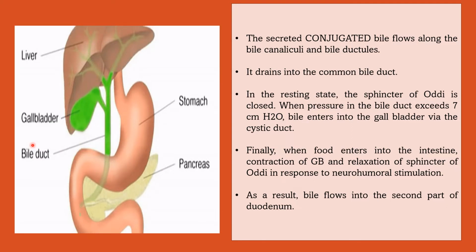Finally, when food enters into the intestine, there is contraction of the gallbladder and relaxation of the sphincter of Oddi in response to neuronal stimulation. As a result, bile flows into the second part of the duodenum.